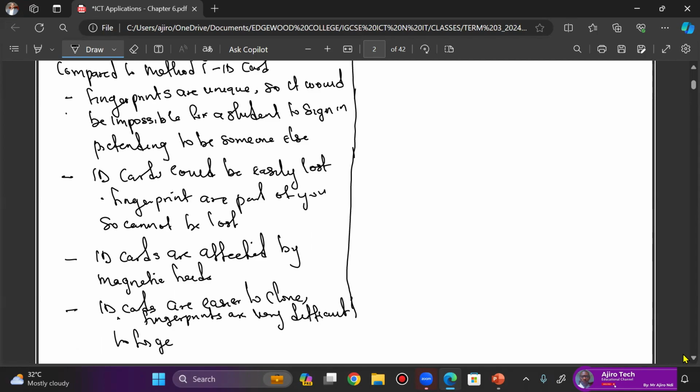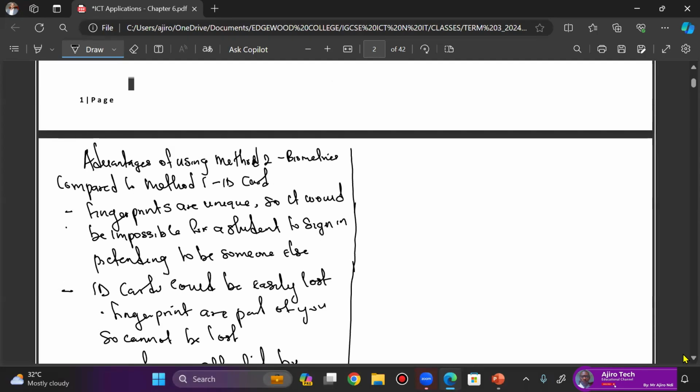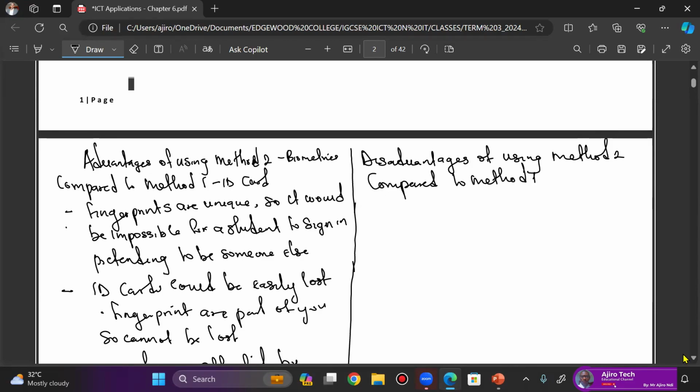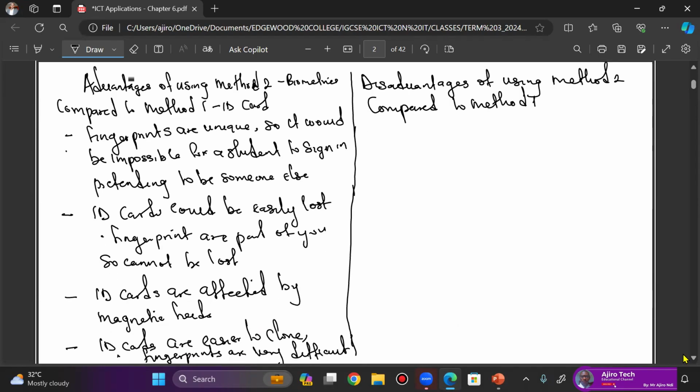Let's talk about the disadvantages of using method 2 compared to method 1. If you are asked in IGCSE, you could just say that fingerprints are not affected by magnetic fields, unlike ID cards, and fingerprints are difficult to forge. And of course, fingerprints are part of you. They cannot be easily lost. I'm just using that to compare, to give you an idea.